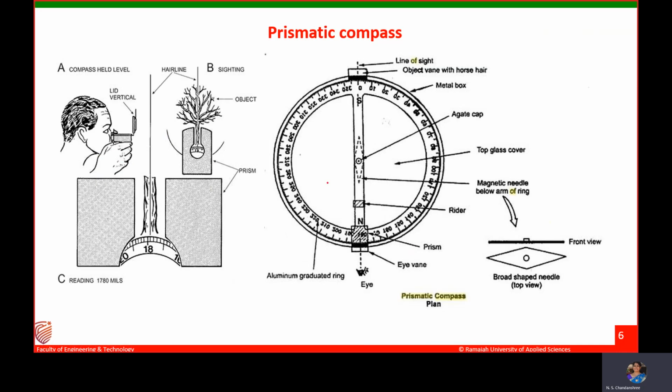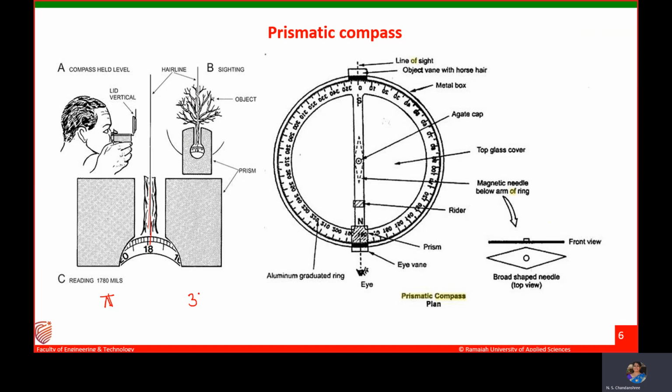And this is the image which shows how it has to be fixed. As I told, at one station A it will be fixed. From station A, the object at station B is bisected, and if I want to bisect this tree like this, it has to be bisected in this fashion, and the reading directly below the crosshair is taken.